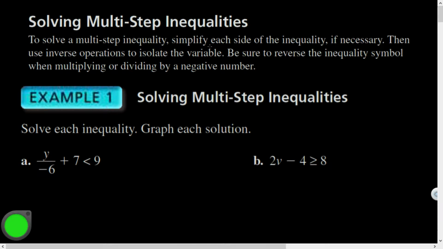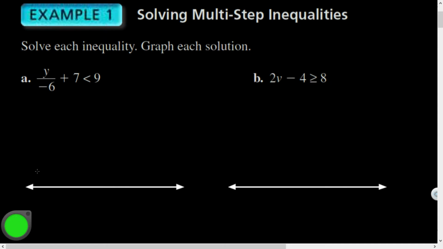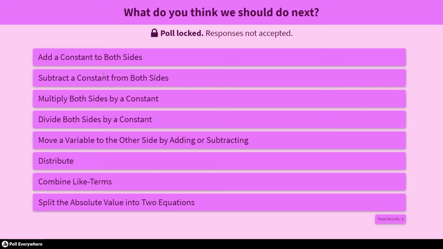It says, to solve a multi-step inequality, simplify each side if necessary, then use inverse operations to isolate the variable, and then be sure, look out, to flip or reverse the inequality when multiplying or dividing by a negative. Other than that, it's going to behave mostly the same as what we've been doing before. So here's example 1, part A, and let's start voting, audience members. What is the first step for example 1, part A?